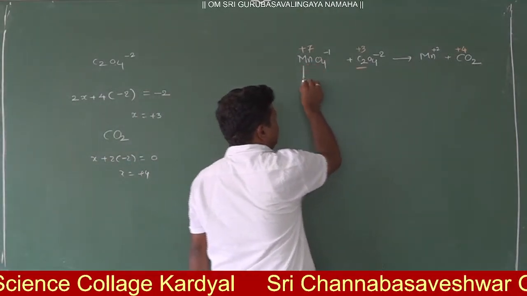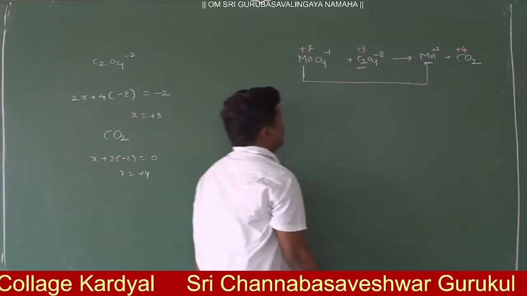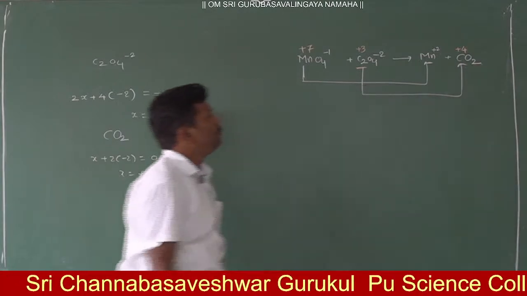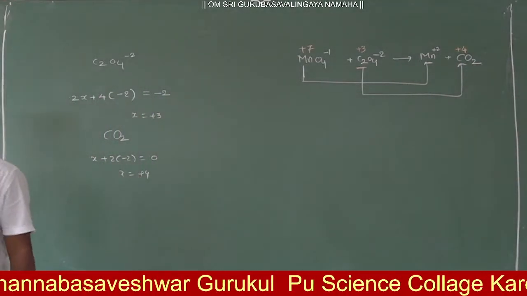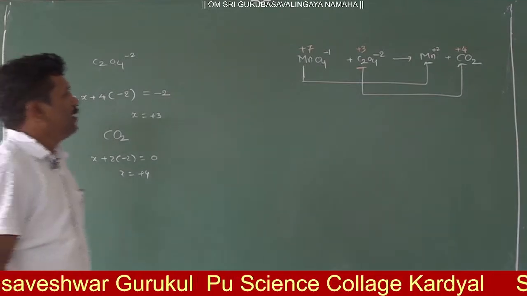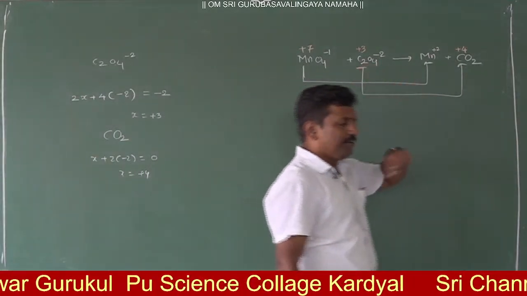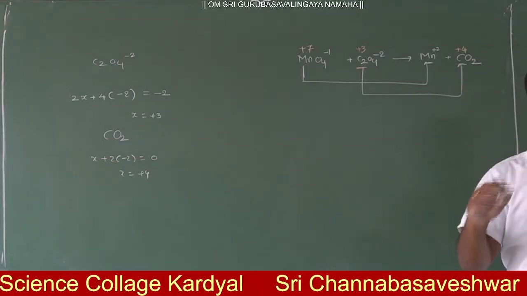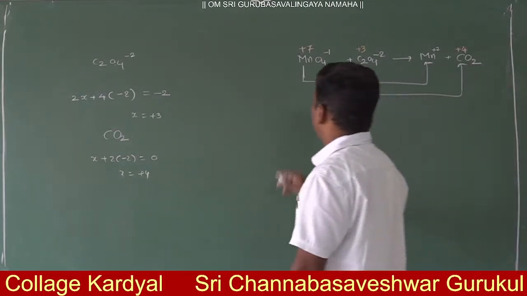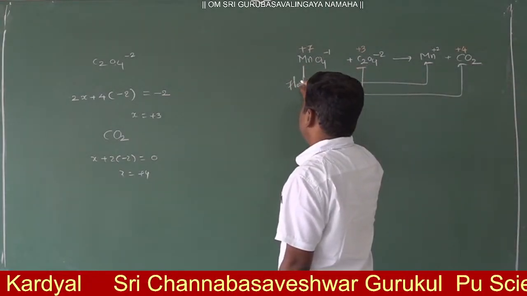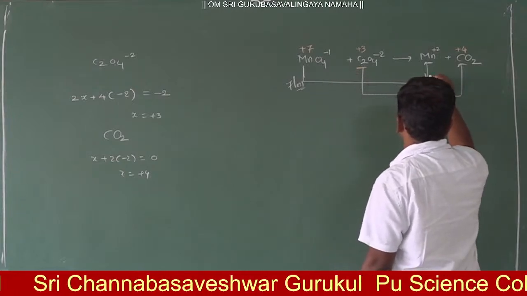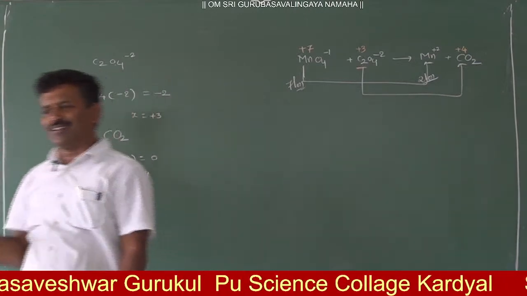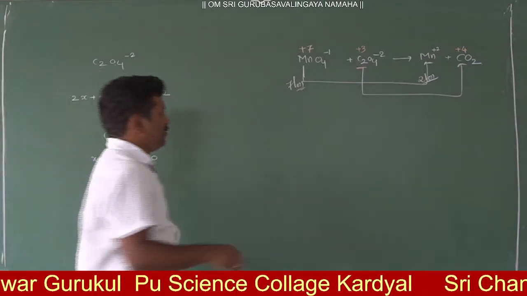Now see this one. Mn is changing from plus 7 to plus 2. Carbon is changing from plus 3 to plus 4. You should know that. For Mn, is it reduction or oxidation? First tell me, gain of electrons or loss of electrons? Gain of electrons, very good. Because it started with 7 loss, here it is 2 loss. So 7 loss appearing as 2 loss means 5 gain is there or not? So it is reduction.